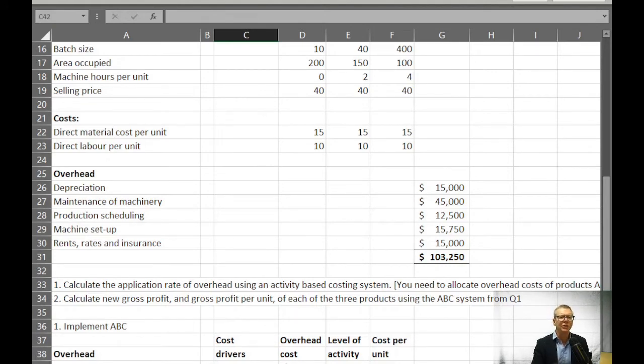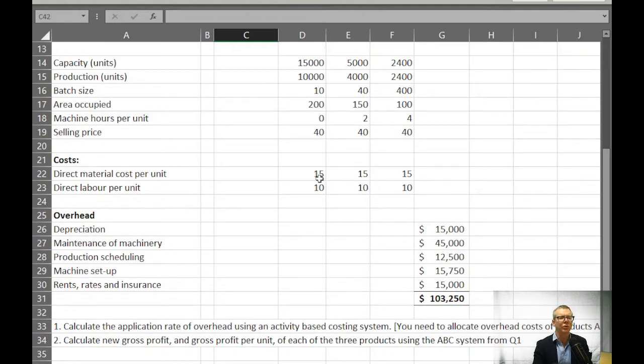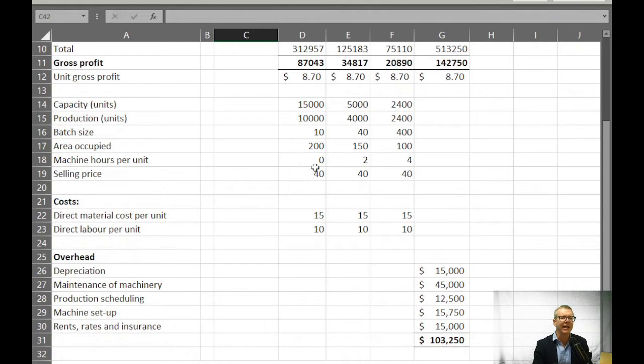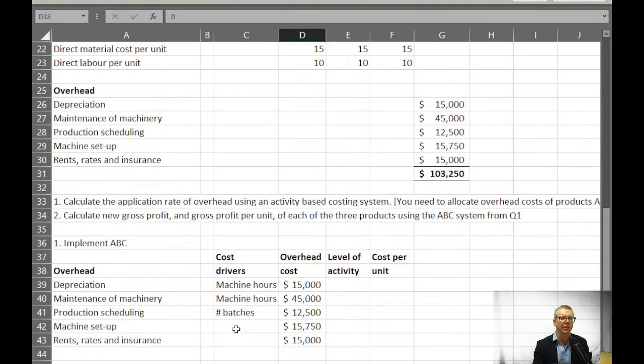The machine setup is going to use, again, a similar logic. I'm going to be thinking about the number of times I need to set up my machine. So again, it's going to be relating to the batch size and the production in units that we're making. But I guess it's important to note here that for product A, we're not using any machine hours. So it's a product that requires some work, but not any machining work. So I'm going to distinguish between production scheduling and machine setup. So I'll put here machine setups.